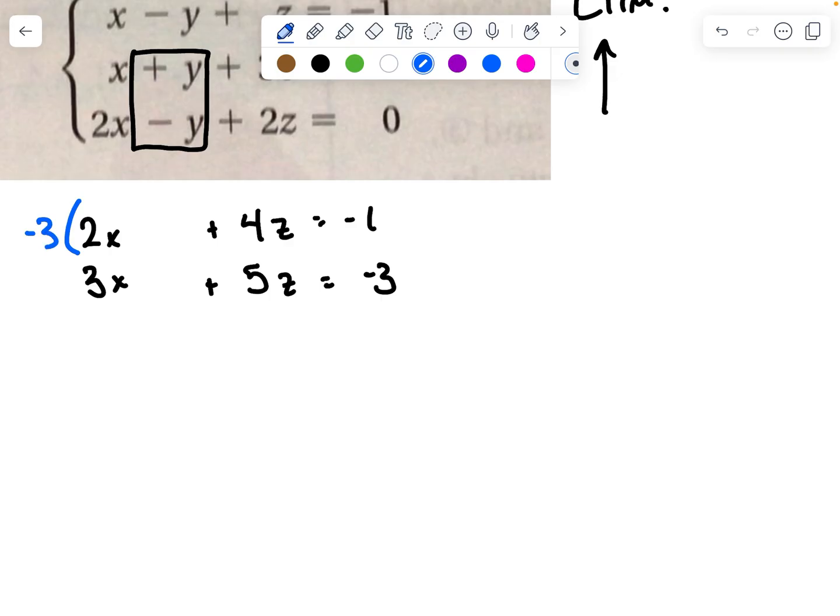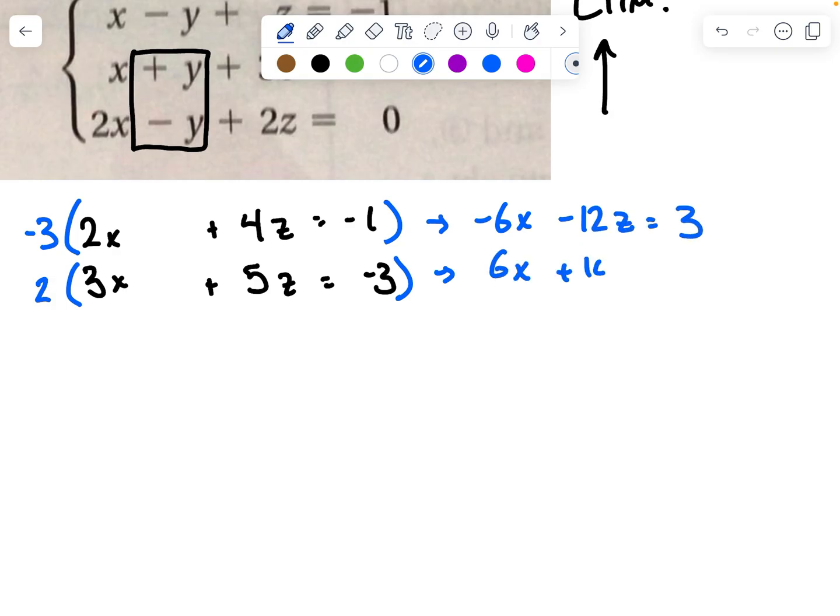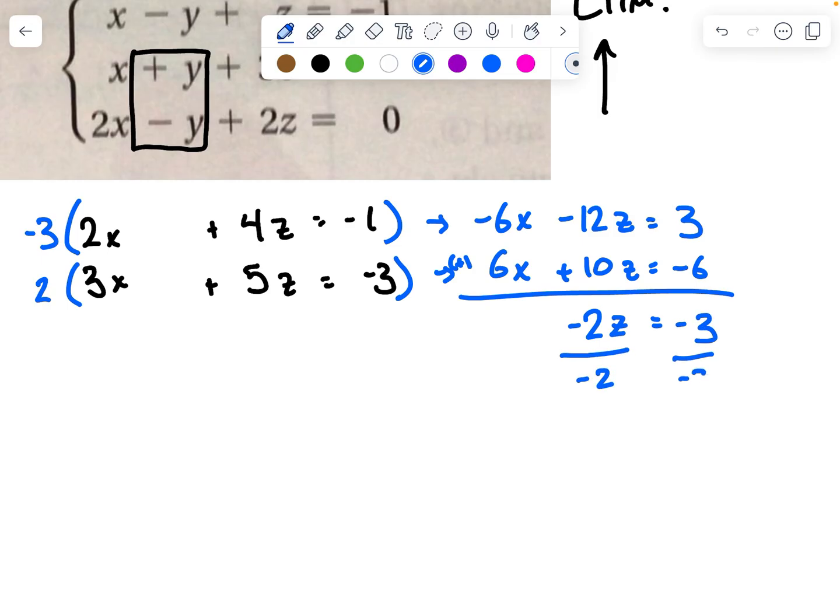So I'm going to go ahead and do the top equation times negative 3, and the bottom equation times 2, and I'm going to rewrite the problem. So negative 6x minus 12z is positive 3, and positive 6x plus 10z is negative 6, and then I'm going to add these two things together. So my x's cancel out. I'm going to get negative 2z is negative 3, and I'm going to divide by negative 2, and I'm going to get z is 1.5.